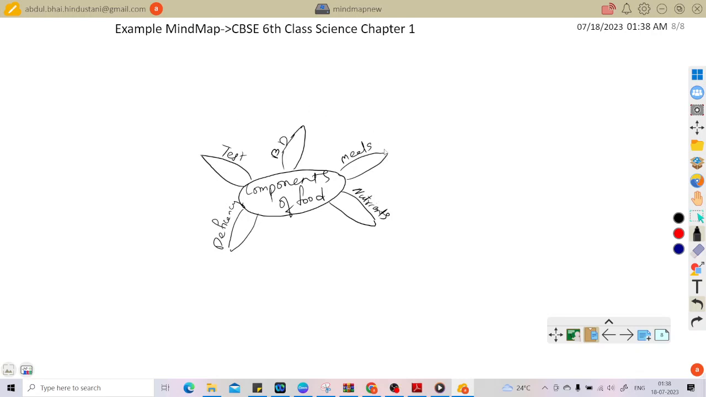Okay, so what I did here at the center, the rule I have to follow is that at the center I write the main heading, and then we have the different main topics as main branches. So the first thing we saw is the meals, and then we have the types of nutrients, and then the different types of tests we performed, followed by the balanced diet and deficiency of the vitamins, right?